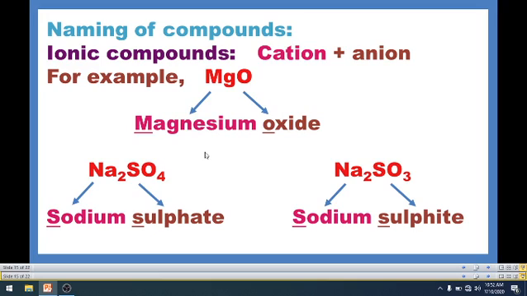Na2SO4: Na is sodium, SO4 has a greater number of oxygen, therefore we use ATE: sulfate. Sodium sulfate. Na2SO3: here oxygen is 3, a lesser number of oxygen, so we use the ending ITE. So, sodium sulfite. While writing the name of a compound, the cation should start with a capital letter. Magnesium, capital M. The anion should start with a small letter. Oxide, small o. Magnesium oxide. Okay, so this is how we name a compound.